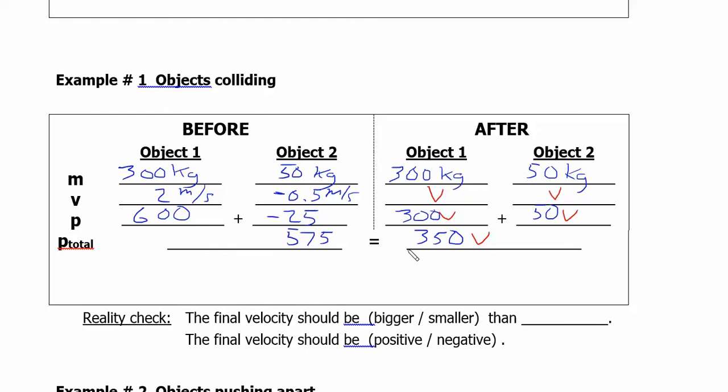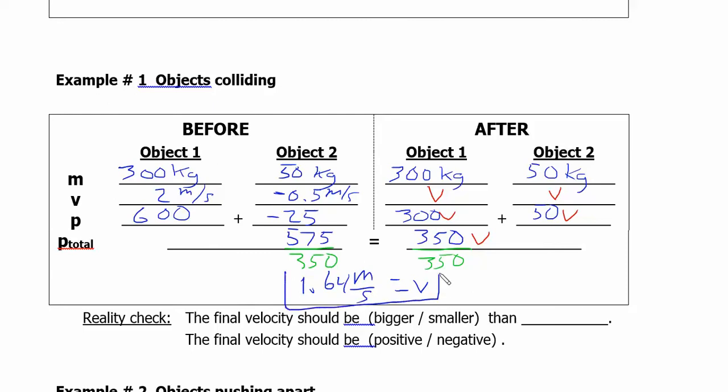Now we have to do one algebra step in order to solve for v, and that algebra step is to divide both sides by 350. I'm using green just to show an algebra step. Alright, so what is 575 divided by 350? And for that we get 1.64, and this is v that we're calculating. So we know that the units are going to be whatever unit we had for velocity originally, meters per second.